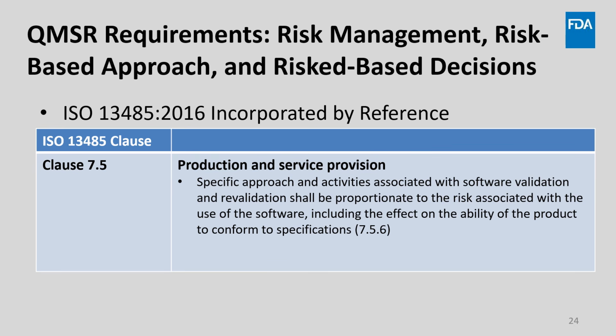Clause 7.5, Production and Service Provision, requires that for the validation of computer software used in production and service provisions, a specific approach and activities associated with software validation and revalidation be proportionate to the risk associated with software use, including effects on the product's ability to conform to specifications. Some processes require that operators have extra training or be specially qualified, or that the process itself have a specific approval.